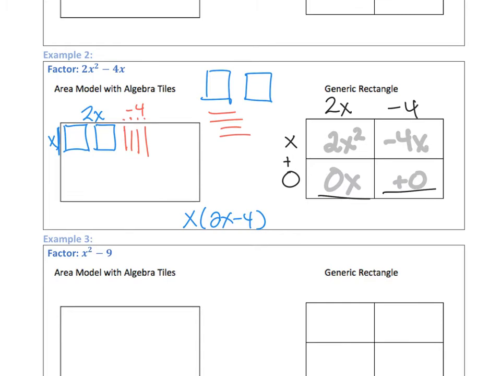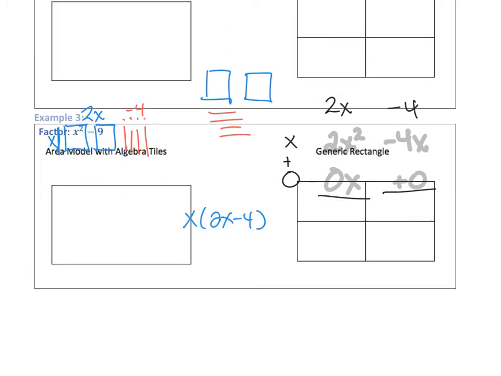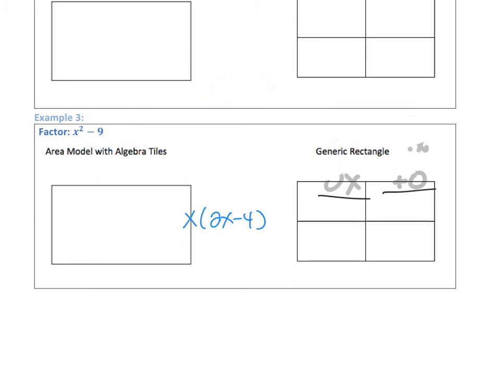All right, let's look at another one. So this is one where it starts getting a bit challenging, and you've got to start thinking about 0 pairs with your x's. So with this one, I'm thinking about x squared. I need one of these, and I need 9. 1, 2, 3, 4, 5, 6, 7, 8, 9. That's what I need to put in there.